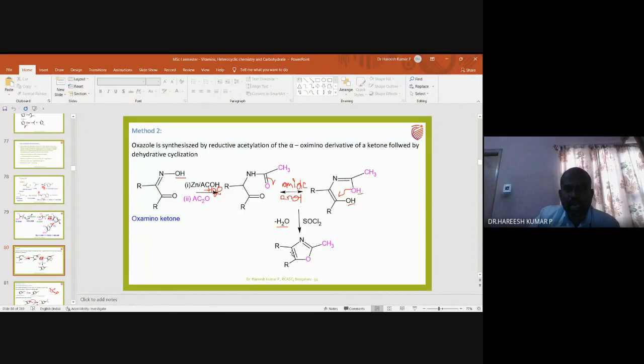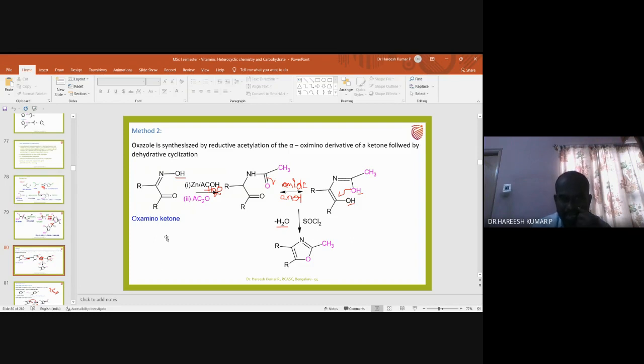So what is the second method of preparation of oxazole? Oxazole is synthesized by reductive acylation of alpha oxamino derivative. So this position is alpha oxamino derivative of ketone, followed by dehydrative cyclization. Dehydrative means removal of water. So by removing water, it undergoes cyclization. So these are what one can find in synthetic methods. Okay, right. So this is the second method.